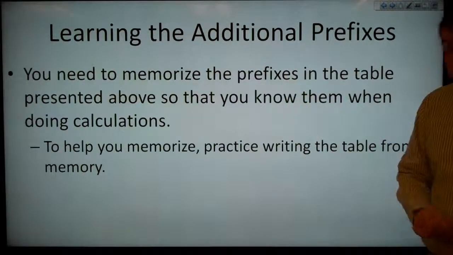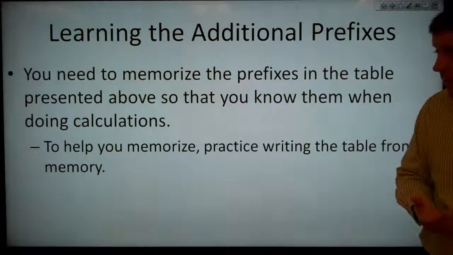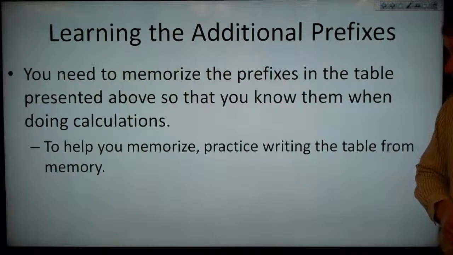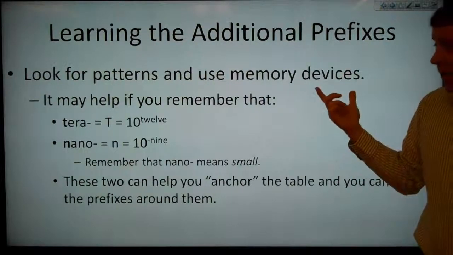So you need to memorize the prefixes in the table presented above so that you know them without doing the calculations. To help you memorize, you need to practice writing the table from memory. So to help you memorize, look for patterns and use memory devices.